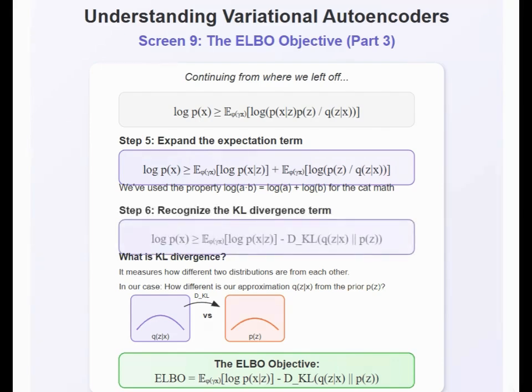This dual objective is what makes VAE so powerful. The reconstruction term ensures the model captures the data well, while the KL term acts as a regularizer, preventing the model from overfitting and ensuring the latent space has good properties for generation. Now that we have a clear objective function, we are ready to put all these pieces together into the complete VAE architecture and training procedure.